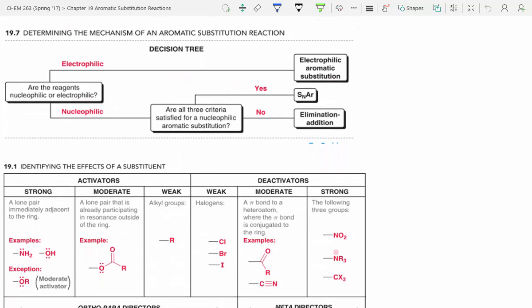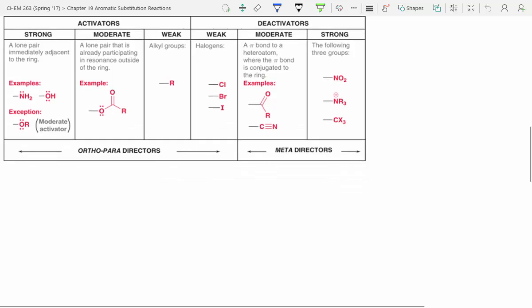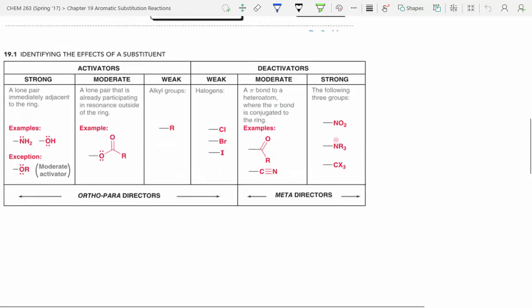So there's kind of this decision making. Most of these reactions are electrophilic aromatic substitution, but some are nucleophilic aromatic substitution, and some are elimination addition. So make sure you're comfortable identifying which mechanism you're going through. And then we covered activators and deactivators and which ones are ortho-para directors versus meta-directors. So this is really the best summary of this chapter that I was able to cobble together.